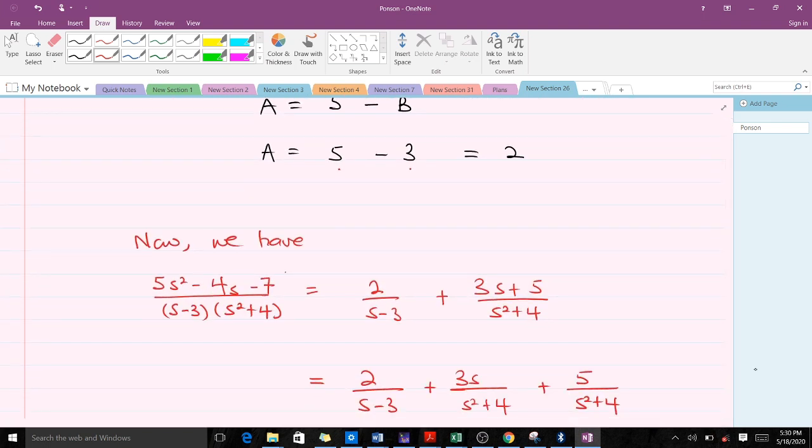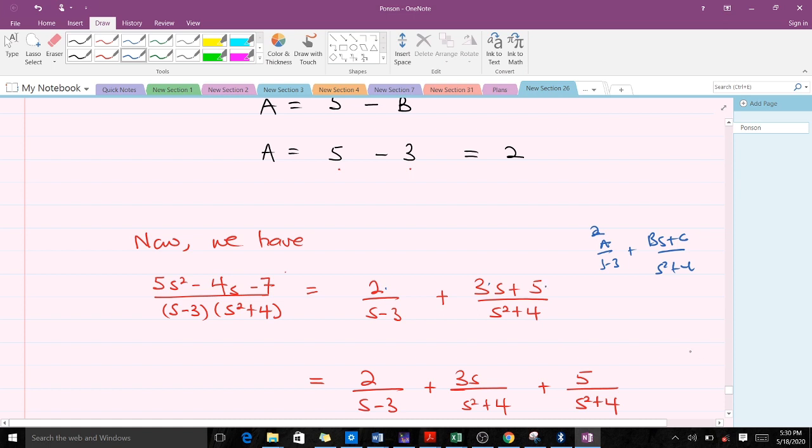So when you make that substitution, you are going to get (5s squared minus 4s minus 7) over what we have here equals 2 over s minus 3 plus (3s plus 5) all over s squared plus 4. Note that when you're resolving, we had a over s minus 3 plus (bs plus c) over s squared plus 4. And our a is 2, that's why you can see this here. Our b is 3 and our c is 5.